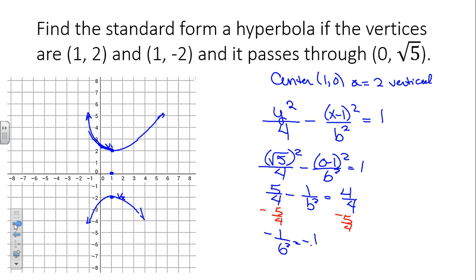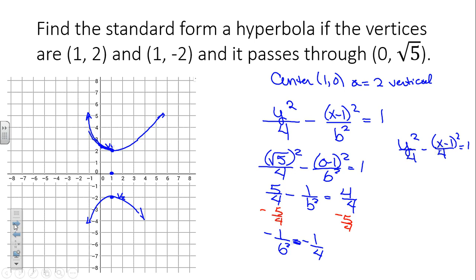So if negative 1 over b squared is equal to negative 1/4, what's b squared? 4. And b would be 2, right? And we need the 4 anyway. So we can rewrite this as y squared over 4 minus x minus 1 quantity squared over 4 equals 1. And that's all we were asking for, is what's the equation. Questions on this one? All right.